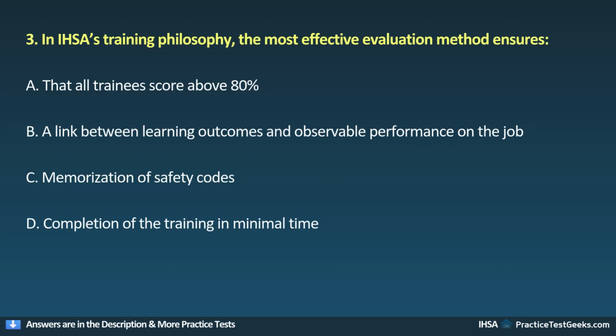3. In ISA's training philosophy, the most effective evaluation method ensures A. That all trainees score above 80%. B. A link between learning outcomes and observable performance on the job. C. Memorization of safety codes. D. Completion of the training in minimal time.